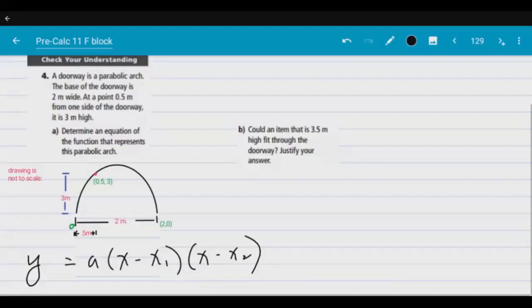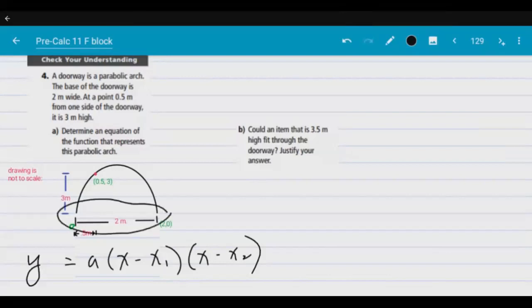Here we go. A doorway is a parabolic arch. The base of the doorway is 2 meters wide. At a point 0.5 meters from one side of the doorway, it is 3 meters high. We will find an equation for this function. I already created a picture. The drawing is not to scale.